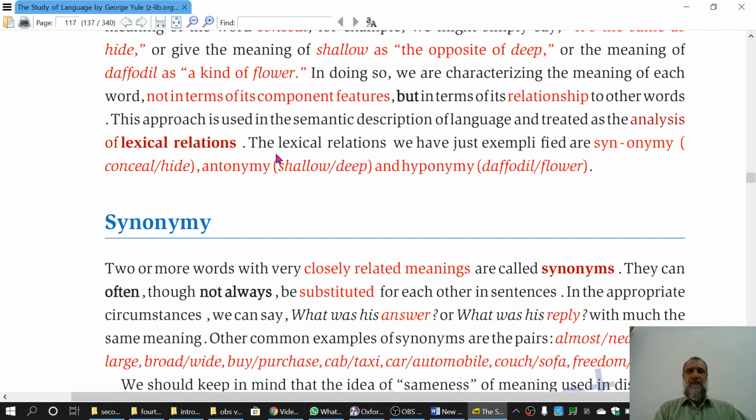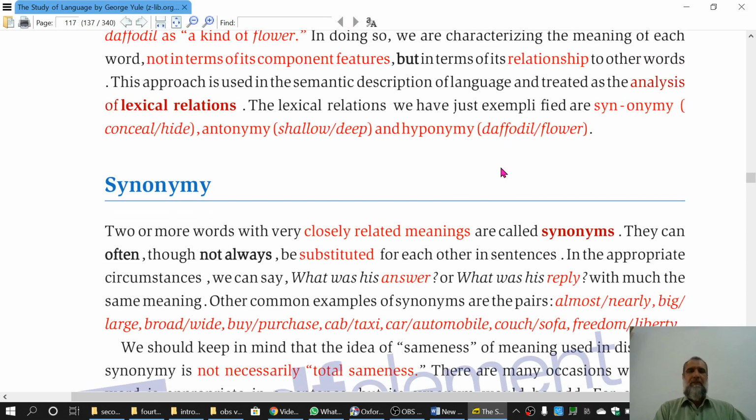So that first relationship will be studied under the topic of synonymy. For example, the word conceal is the same as hide. The second will be discussed under the topic of antonymy. For example, shallow is described as the opposite of deep. And the next is hyponymy: daffodil is a kind of flower. This is referred to as hyponymy. We'll discuss them by number.